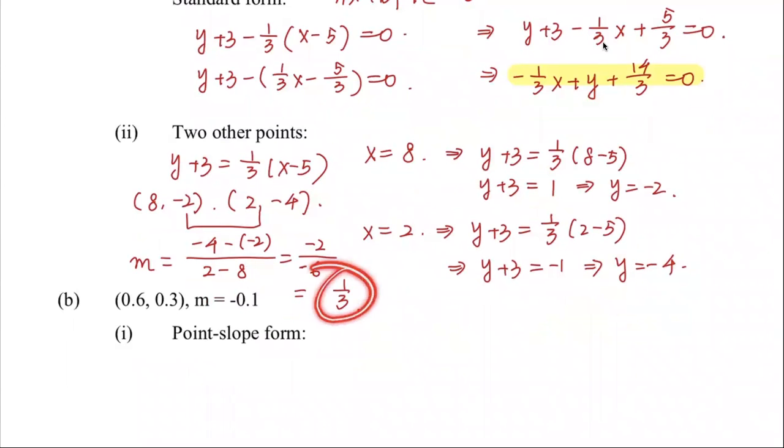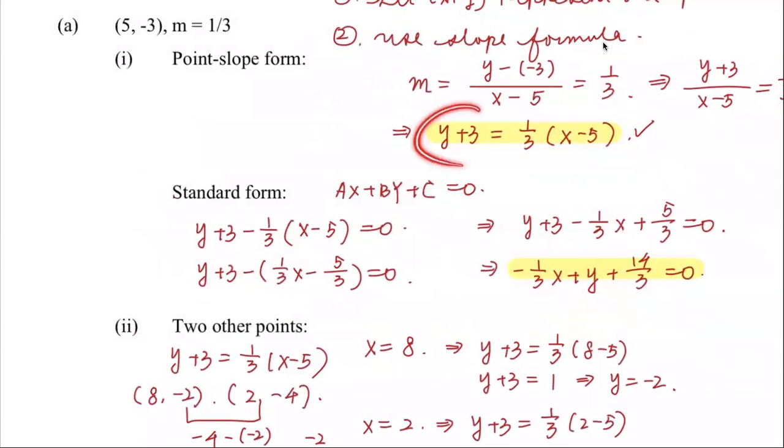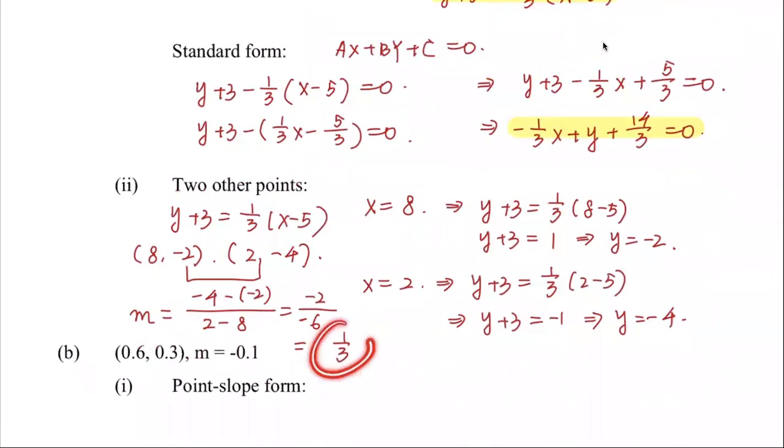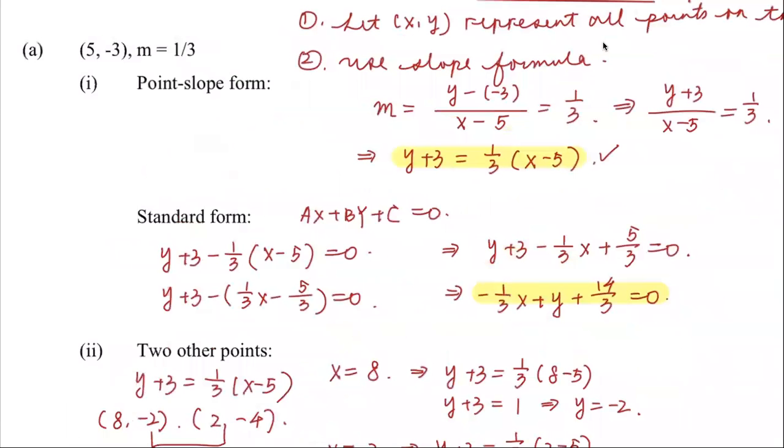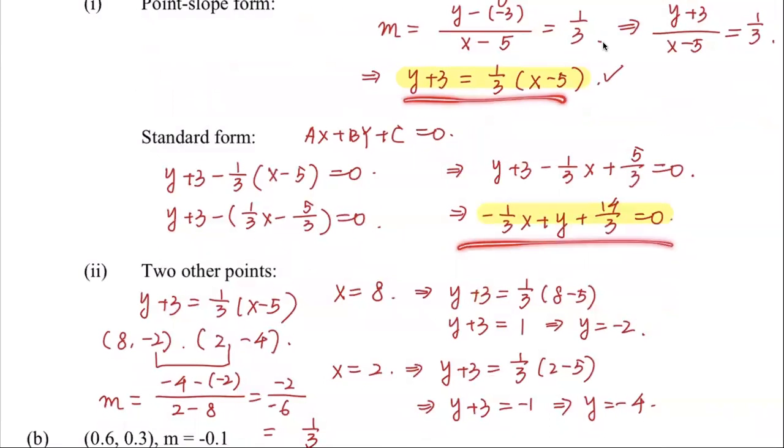So this is the slope that we found based on these 2 points, which we found based on the expression that we found, right? And the slope that we found is equal to the original slope given in the question. And this gives us the conclusion that the expressions that we found were correct. Okay, so this is how we check our answer.